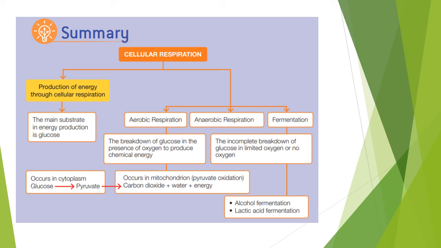So for aerobic respiration, it is the breakdown of glucose in the presence of oxygen to produce chemical energy. It occurs in the mitochondria, where pyruvate oxidation produces carbon dioxide, water, and energy. Before that, the pyruvate we get comes from the oxidation process that occurs in the cytoplasm. Fermentation is the incomplete breakdown of glucose in limited oxygen or no oxygen at all.